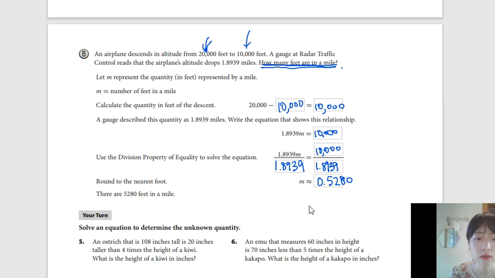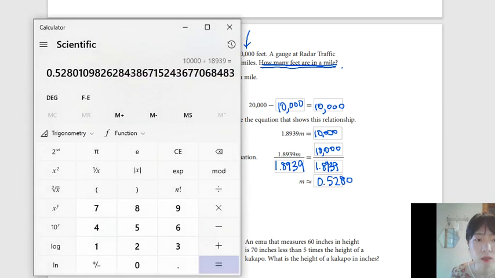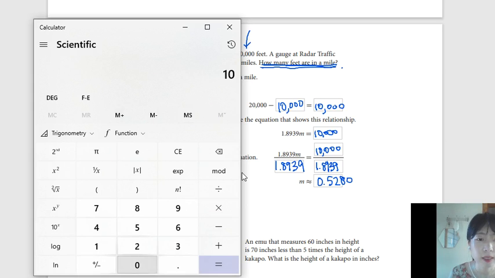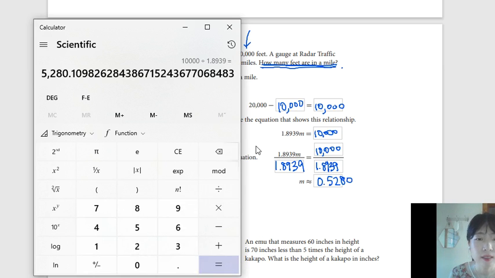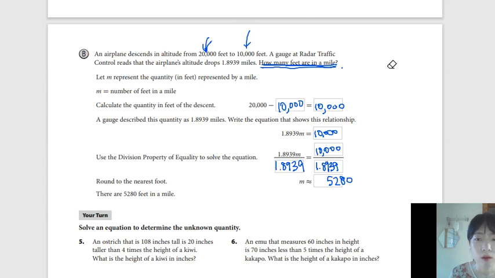0.5280. So there are, we're going to round to the nearest foot. Oh, whoops, I forgot the point here. Sorry, let's do that again. 10,000 divided by 1.8939. Yeah, that looks like a correct answer. 5,280. So there are 5,280 feet in a mile.